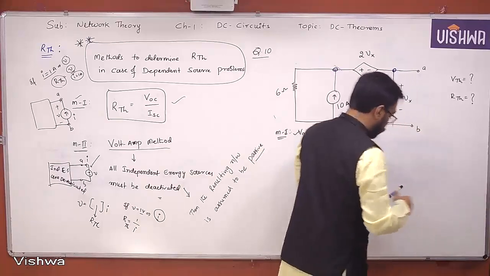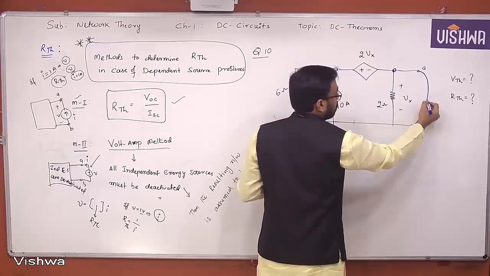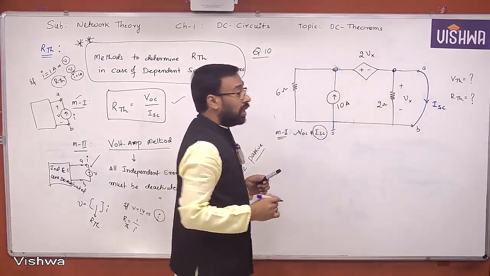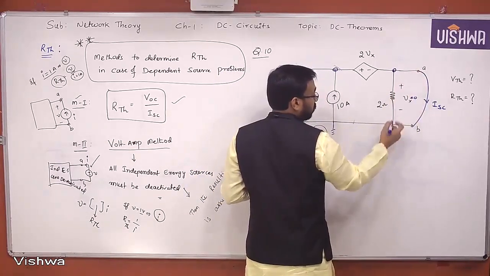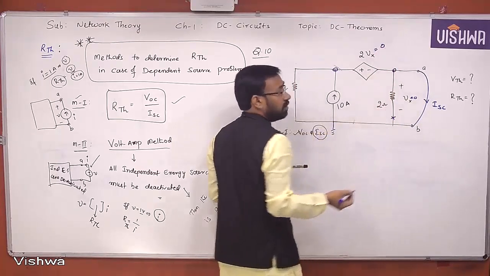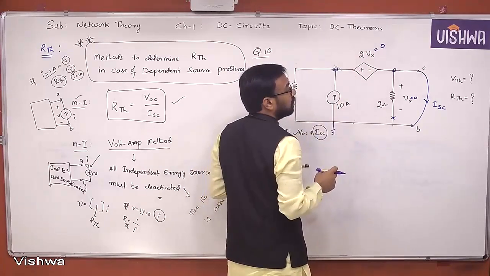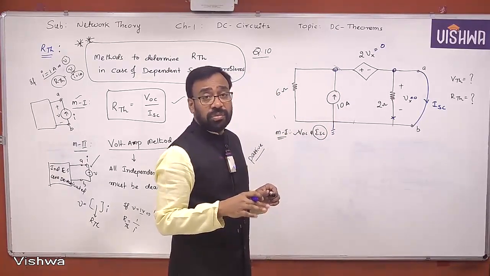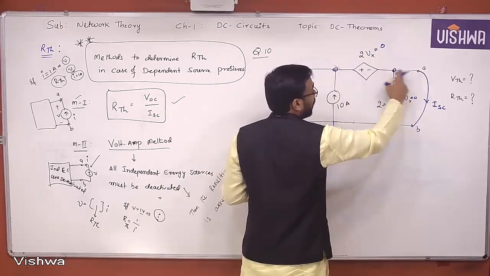So to find ISC, what is the procedure? You short the terminals, and this is ISC. Yes or no? What will happen when you short these terminals? Vx will become 0 because voltage across the short circuit is 0. So this is completely neglected. Once Vx is 0, 2Vx will also become 0. And this is a voltage source. Voltage value 0 means what? Short circuit or open circuit? Voltage 0 refers to short circuit. So this is shorted, this is completely a short circuit.